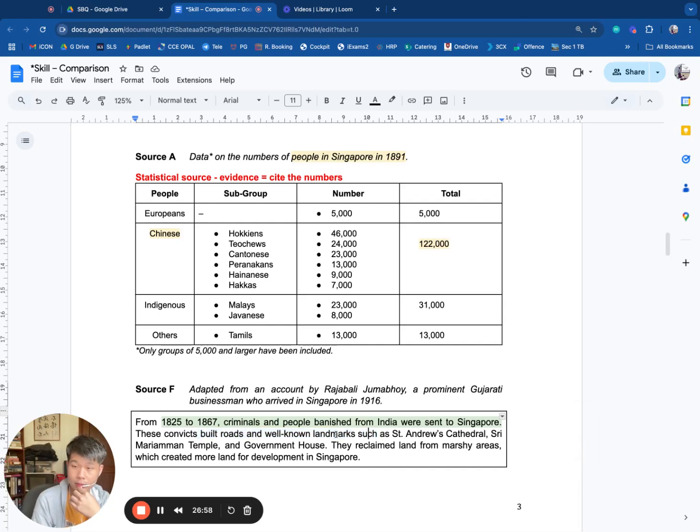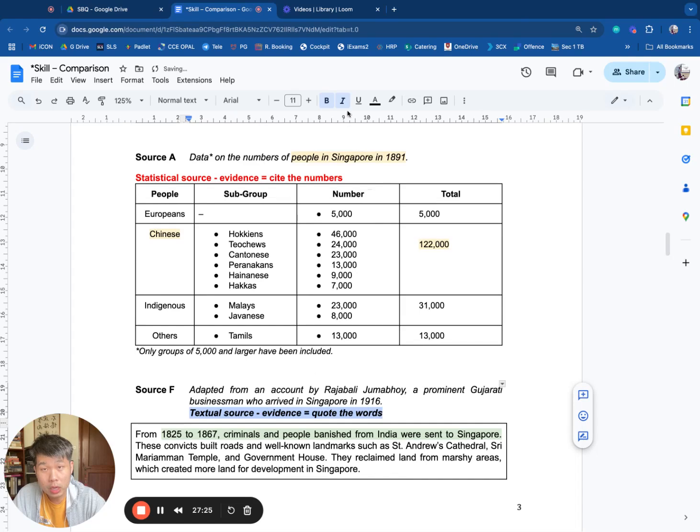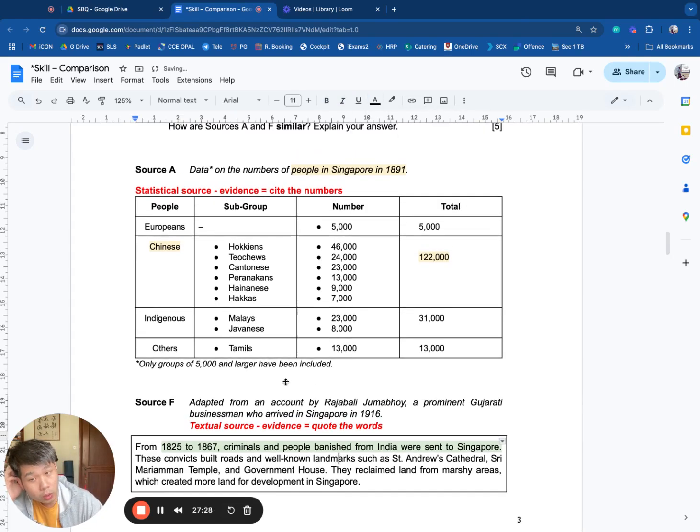So these sources at first blush seem to be quite different. Source A talks about the people who are in Singapore. There are some numbers here. And source F talks about people from India coming to Singapore and what they are doing, and it's a textual source. Evidence is to quote the words. And so at first blush, they're quite different. So how do I find a similarity? If I think about it, well, I see Tamils here, and there are 13,000 Tamils here. So where did they come from? They must have come from India.